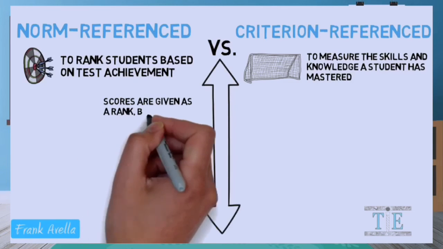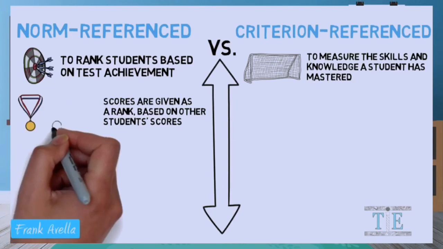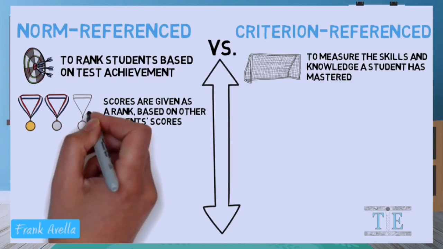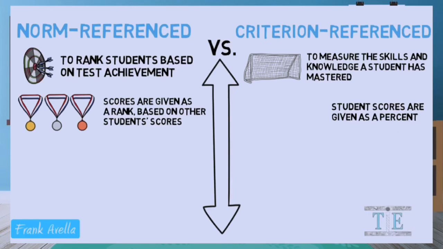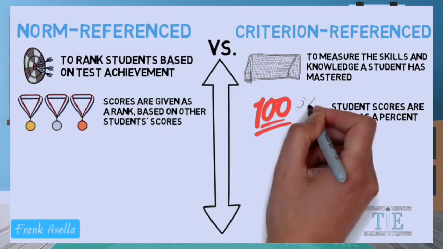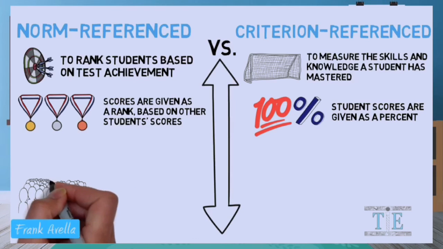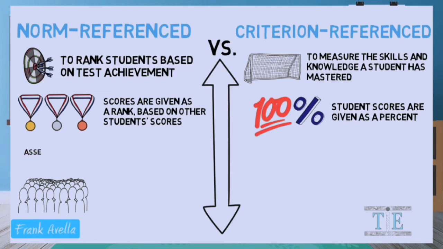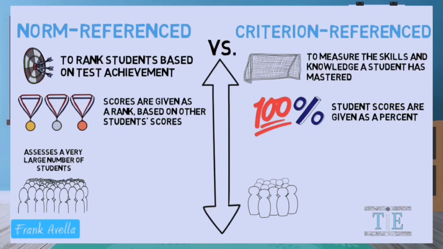In norm reference assessments, scores are given as a rank and they are based on other student scores, similar to a race where competitors are ranked for gold, silver, and bronze. With criterion reference assessments, student scores are usually given as a percentage. If a student gets all questions right, for example, that is 100%. Now, a norm reference test would differ from a criterion reference test in the number of students tested. Norm reference tests usually assess a large number of students. Criterion, on the other hand, usually assess a smaller number of students.